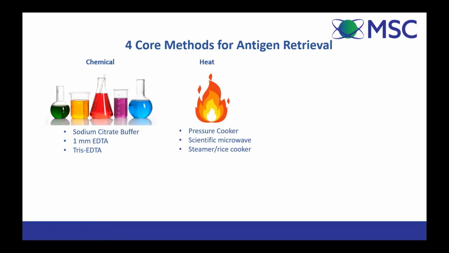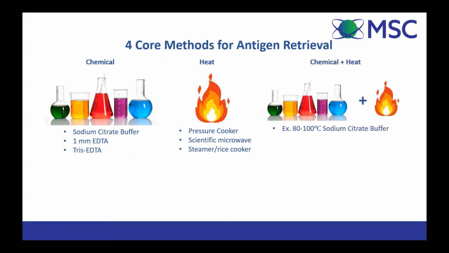I've put in scientific microwave there because the ones you buy for your households sometimes don't have uniform heat. When you're processing your samples, you want the heat to be uniform. So if you're going to go with that method, it would be best to try and get a scientific microwave. And then, of course, there's a combination where you can use the chemical and the heat. For example, this is the protocol that I used to do, where I would essentially boil my samples between 80 and 100 degrees Celsius in sodium citrate buffer, and that used to work a real treat.